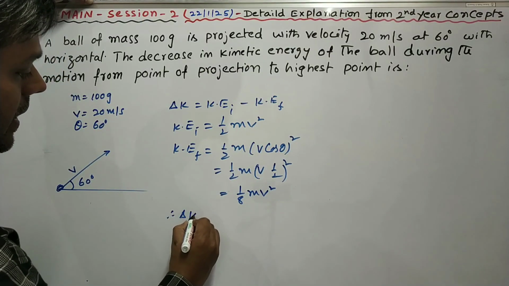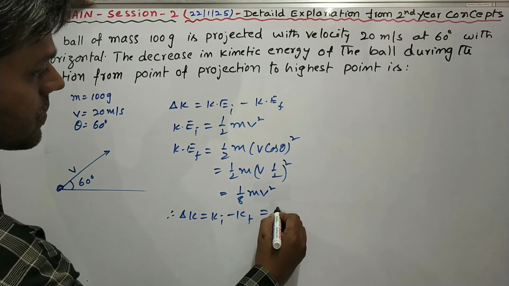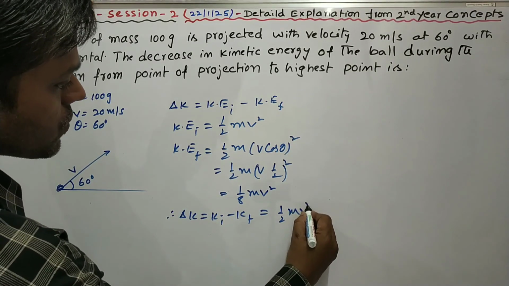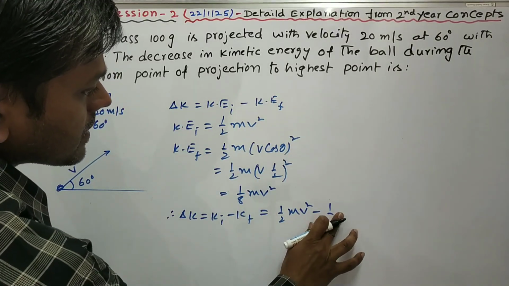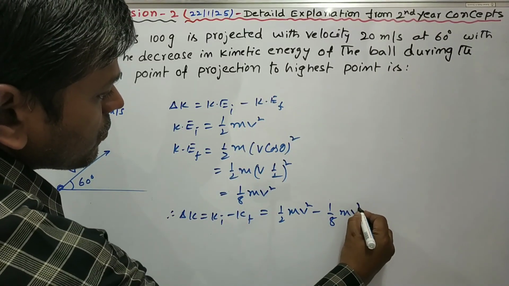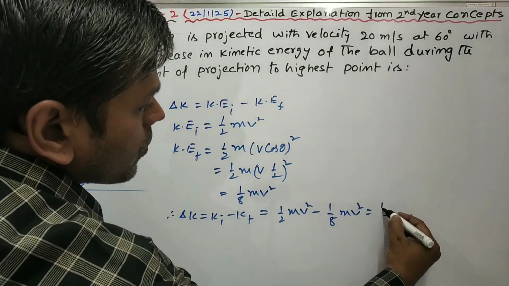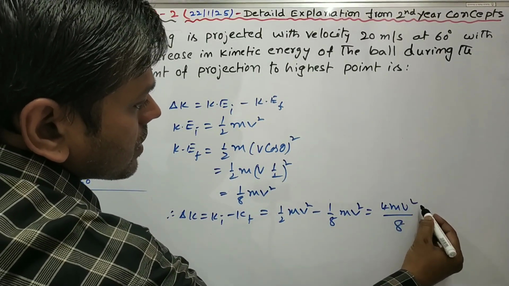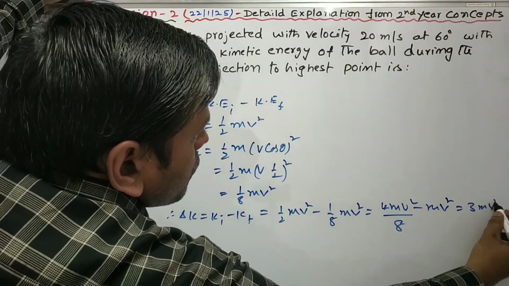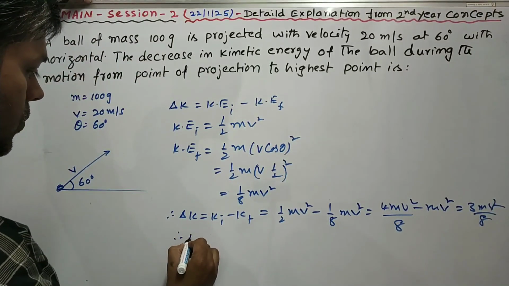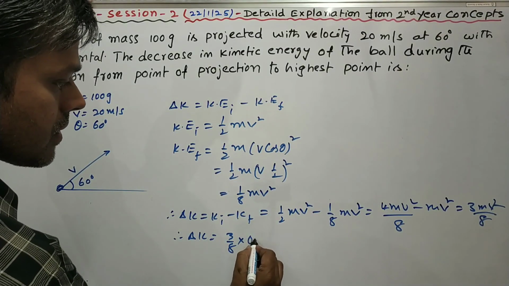Therefore, the difference in kinetic energy, delta K, is equal to what? K initial minus K final, which is half m v squared minus half naught. What is it? 1 by 8. So 1 by 8 m v squared, which is equal to, taking m by 8 as common, 4 m v squared minus m v squared, which is equal to 3 m v squared by 8.